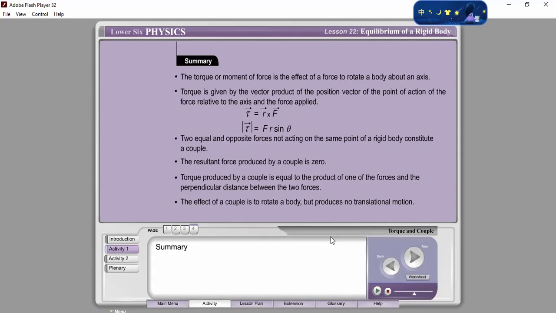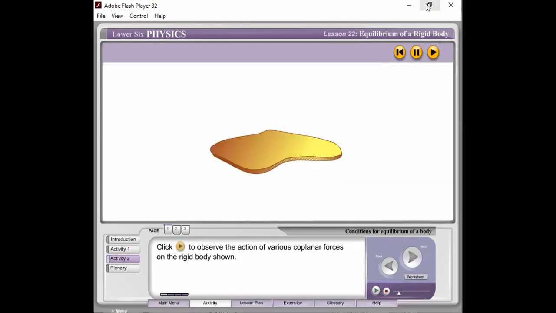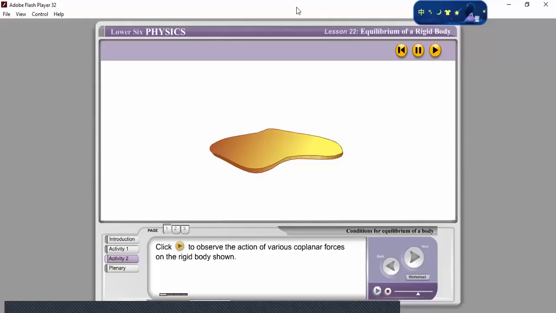Two equal and opposite forces not acting on the same point of a rigid body constitute a couple. The resultant force produced by a couple is 0. Torque produced by a couple is equal to the product of one of the forces and the perpendicular distance between the two forces. The effect of a couple is to rotate a body, but it produces no translational motion. Click the play button to observe the action of various coplanar forces on the rigid body shown.